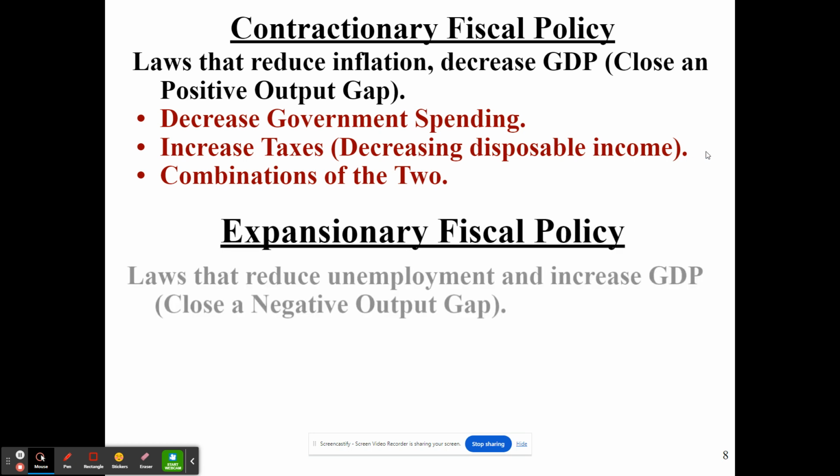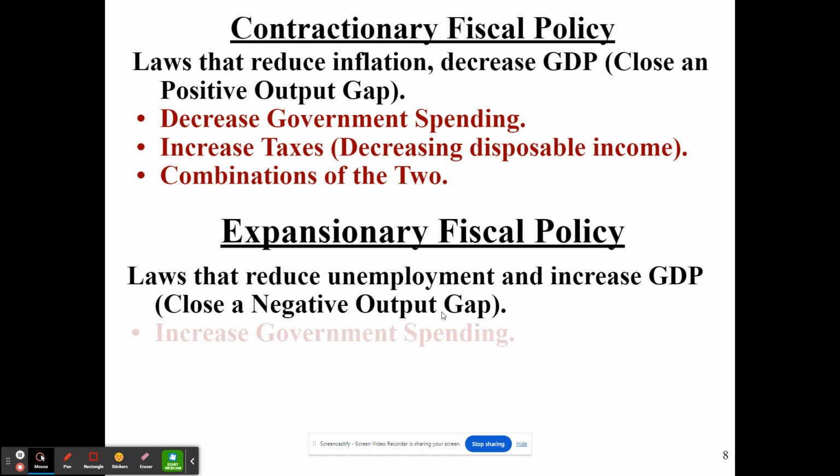An expansionary fiscal policy is the opposite. These are laws that reduce unemployment and increase GDP. So, as the name suggests, an expansionary fiscal policy increases GDP. I'm expanding the GDP. I'm increasing GDP. I'm doing that through a rightward shift of aggregate demand. The goal here is to close a negative output gap, to turn that negative output gap into a full employment output. How would the government do that?